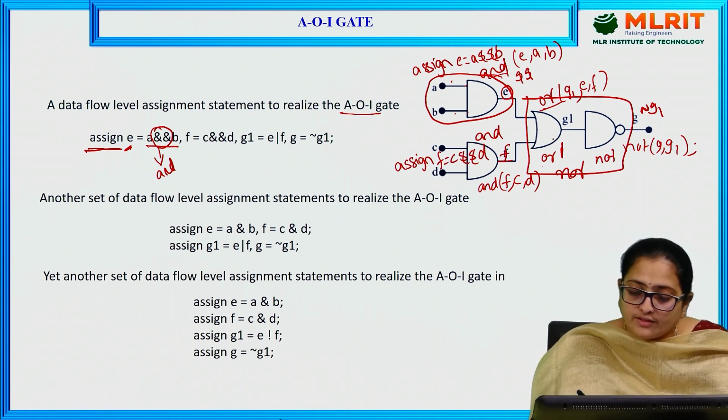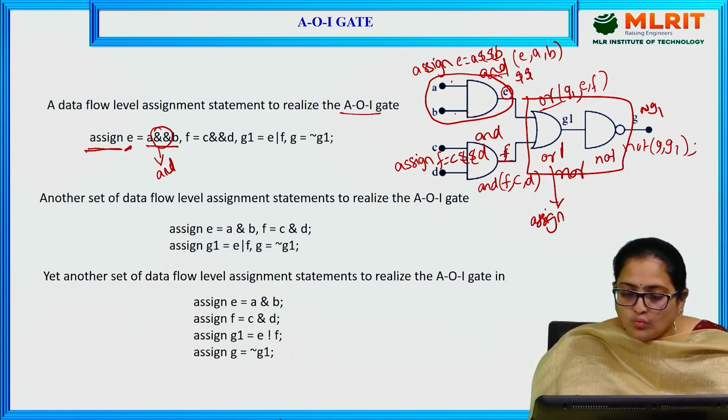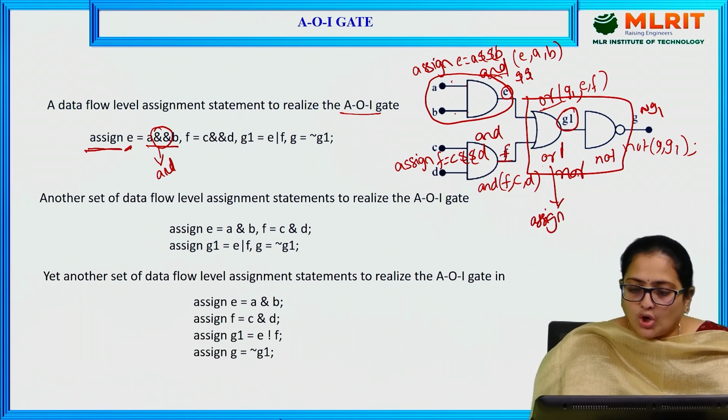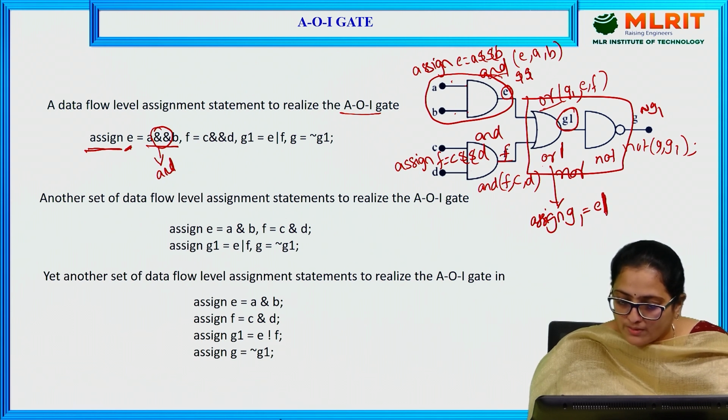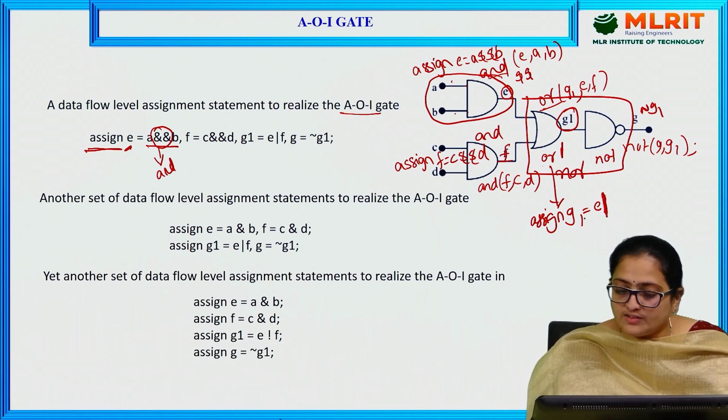And again, for this OR gate, you can write assign. What do we need to assign for G1? The output of the OR gate is connected to G1. Assign G1 is equals to the inputs E and F. To perform an OR operation, you can use the operator like this. Assign G1 is equals to E or F.